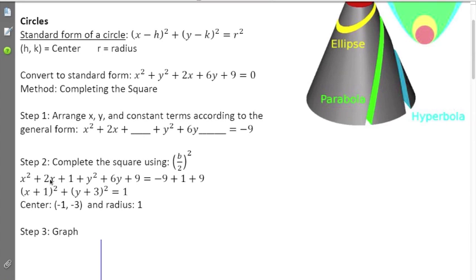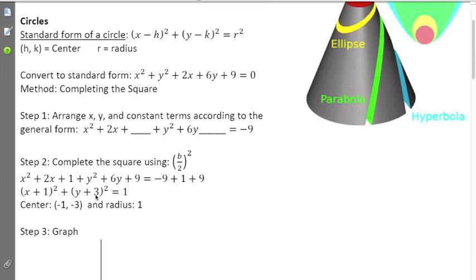And you can see here, this is my b term. Of course, it's the number in front of my x. I take half of that and square it. So half of 2 is 1, 1 squared is 1. Half of 6 is 3, 3 squared is 9. And have corresponding parts on the other side. Remember, what you do to one side of an equation, you must always do to both sides. And so I went ahead, I factored the x parts into (x plus 1) squared. I factored the y parts into (y plus 3) squared.